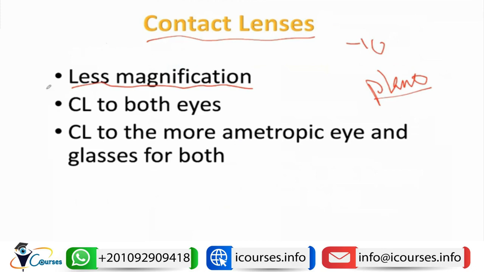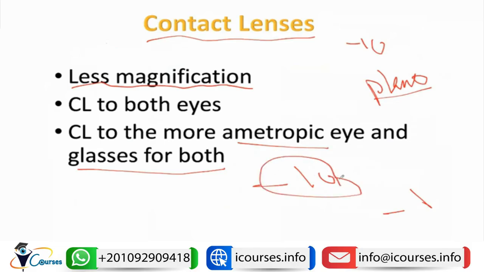We can go for contact lenses in both eyes, especially if both eyes have refractive errors, or we can use a contact lens for the more ametropic eye and glasses for both. So for example, if the patient has -10 and -1, we can go for about -9 as a contact lens in one eye and the -1 diopter glasses for both eyes.